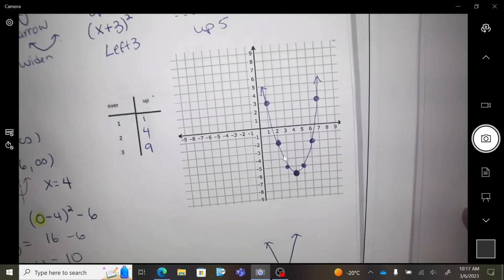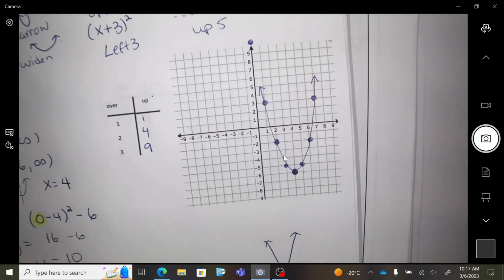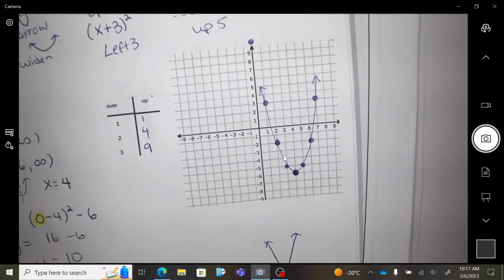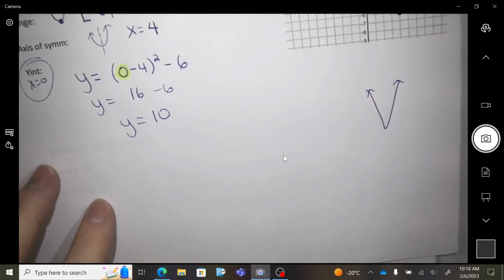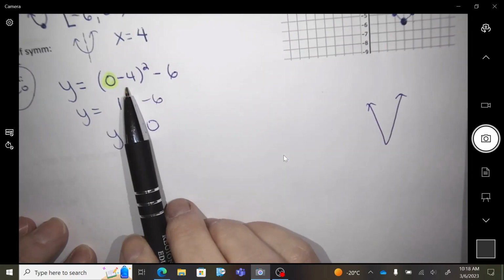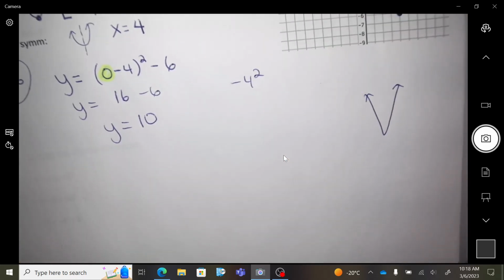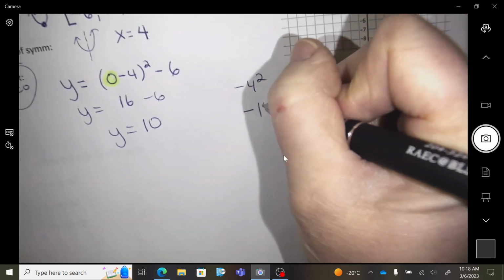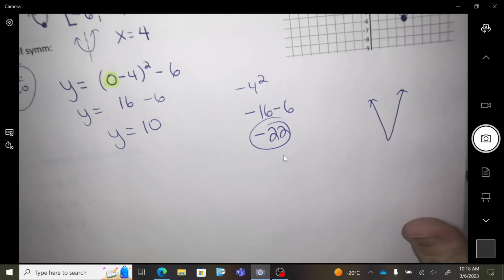Okay, here's a good thing to check. You told me your y-intercept was 10. Does our pattern look like that would work? Yeah. Let's just pretend somebody did their math wrong, because I could have seen this happening. If somebody did -4 squared wrong in their calculator, it would come out -16 minus 6, which they would have written me -22.